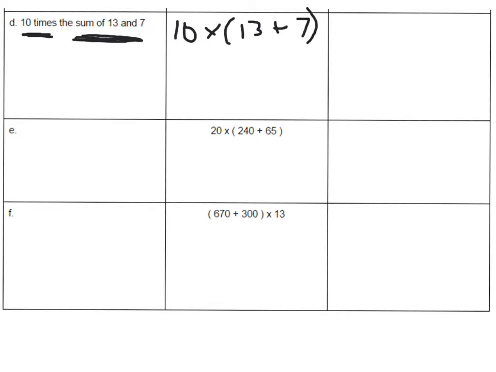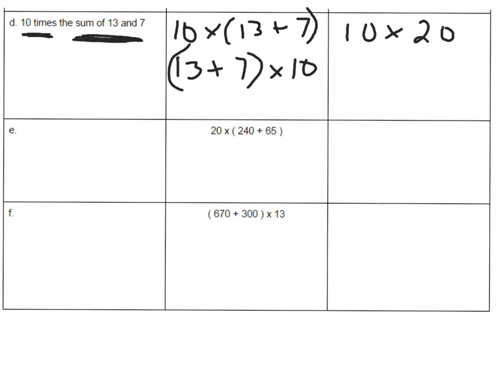So you can write it like this, or you could even flip it around so it could say 13 plus 7 times 10. Doesn't really matter. Either way is going to get you the same answer. Now to solve for the value, I'm always going to think about what's inside those parentheses first. So 13 plus 7 gives me 20. So that's inside the parentheses. Now I'm going to multiply 20 times 10. 20 times 10 gets me a final answer value of 200. Awesome.